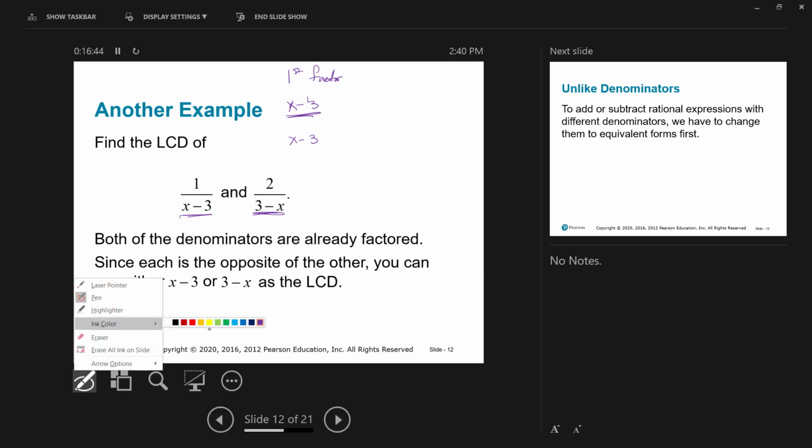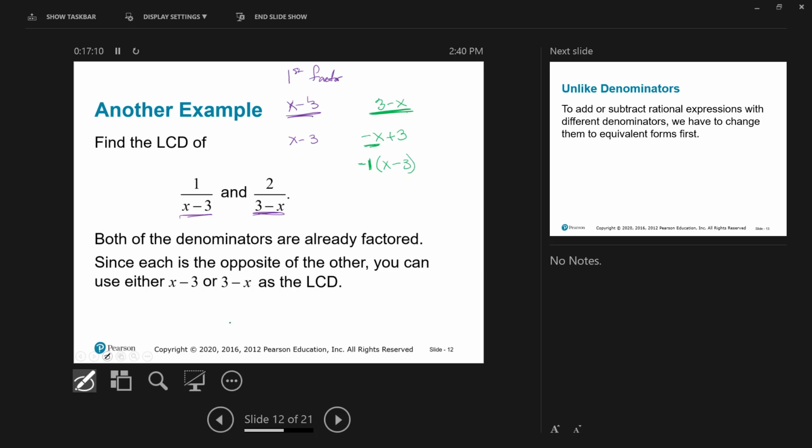The second denominator is 3 minus x. I'm noticing this is not in descending order, which means when I put it in descending order, the negative x comes first, the positive 3 comes second. Since the first term is negative, I know I'm going to factor out a negative something, and in this case it's just a 1 they have in common. And when I factor it out, I'm left with x minus 3, aren't I? So, I have an x minus 3, and I have a negative 1 times x minus 3.